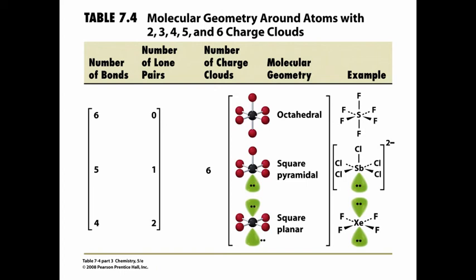Octahedral has square pyramidal and square planar as subshapes. And then we showed you previously the subshapes for the trigonal bipyramidal, and you might want to refer to that in your book. So that's the summary of the information and some examples for Chapter 7.